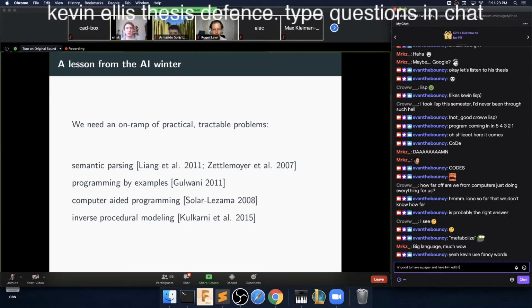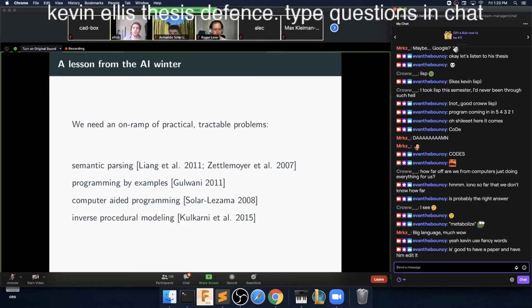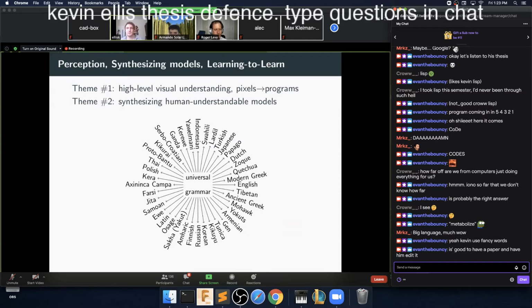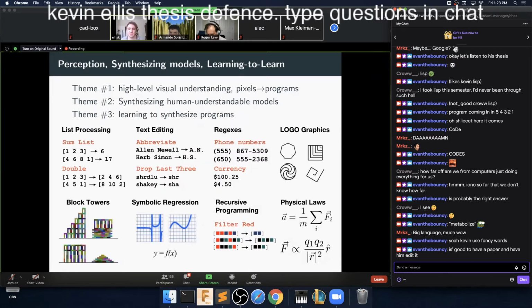So I'm going to structure this talk around 3 themes with the goal of showing how program induction can contribute to machine intelligence. The first theme is how program induction can contribute to high-level scene understanding, focusing on 2-dimensional hand drawings and 3-dimensional objects. The second theme is how synthesizing causal programs can be used to induce human understandable models, focusing on a case study in natural language. And the last theme, where I'll be spending most of my time, is on new algorithms for learning to synthesize programs.